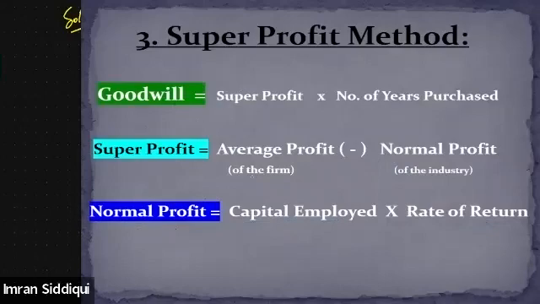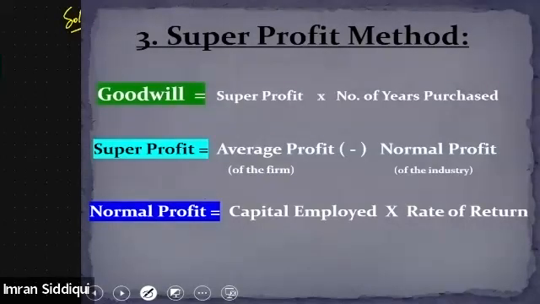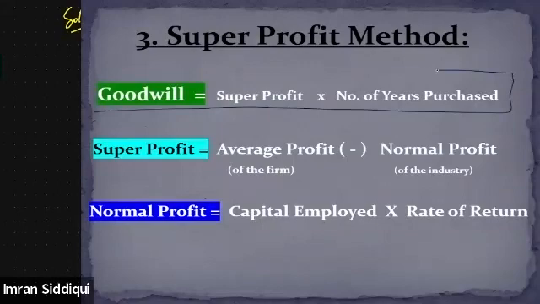Okay. So we'll do one small question based on the same method. But first of all, let's just write this down. Write down this formula. This is the main formula of the goodwill. But to calculate the super profit, we need to apply some other formulas as well. Please note this down. Note everything down on this slide.